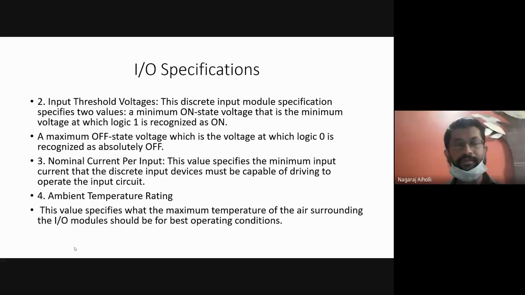It's the surrounding air conditions. Here they are mentioning the temperature rating. That means the surrounding air, how much temperature it should have so that it does not affect our IO module. This value specifies the maximum temperature of the air surrounding the IO module for best operating conditions. How much should be the temperature of the surrounding air so that it does not affect or damage the IO modules? That is called the ambient temperature rating.